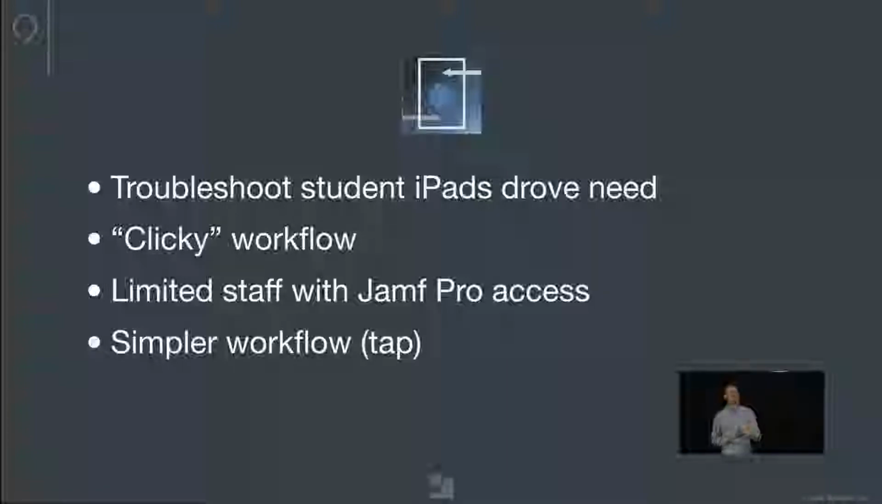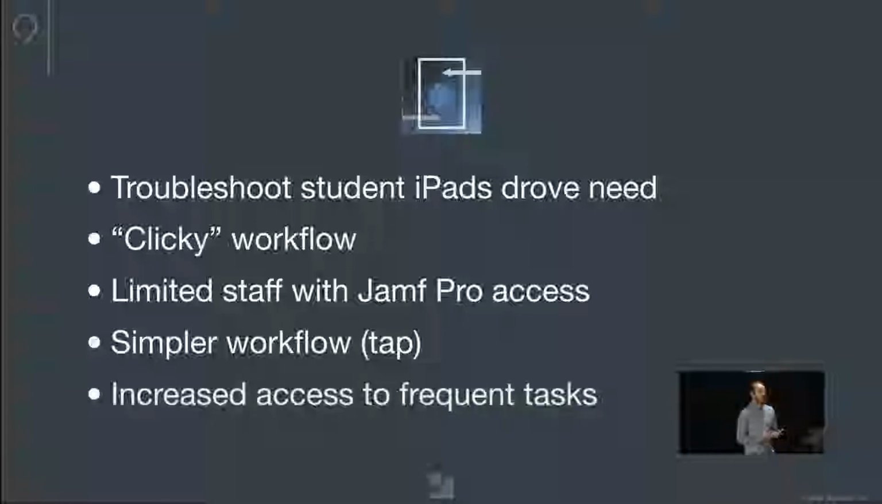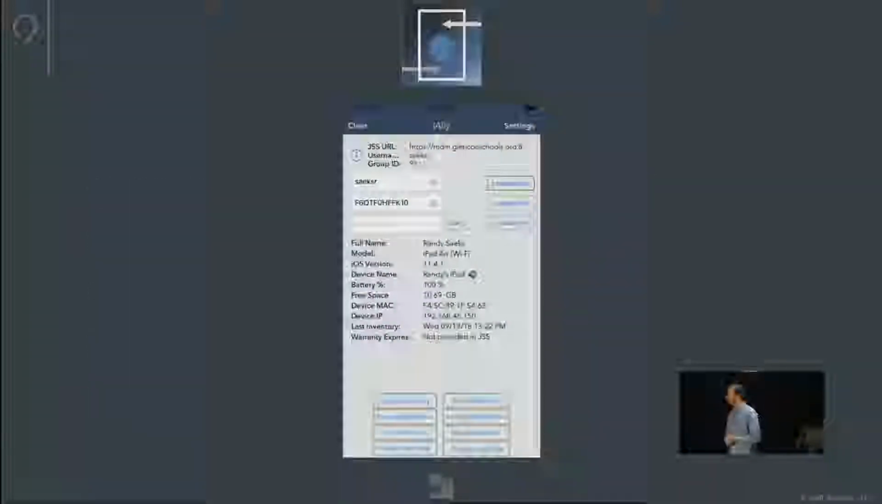So building on those native pieces through iOS, we're able to build out an app that was easy to use. And then finally, by doing that, we were able to have increased access to frequent tasks. So things that we often do for us was restarting devices, updating inventory once in a while. Another important one that we ran into was removing and putting devices into lost mode.